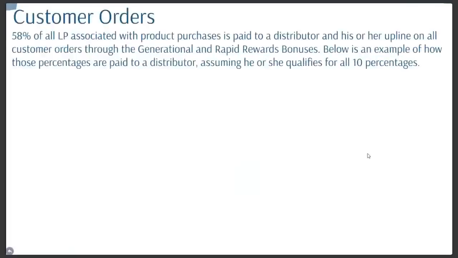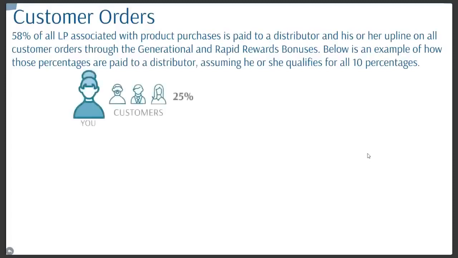So first, let's talk about these customer orders. So 4Life actually dedicates 64% of all LP purchase towards distributor commissions, but 58% of it is what we're going to use towards the generational bonus payouts. So 58% of all LP associated with product purchases is paid to you as a distributor and your upline on all your customer orders through the generational and rapid rewards bonuses. So below, I'm going to show an example of how those percentages are paid to you as a distributor, assuming that you will qualify for all 10 percentages.